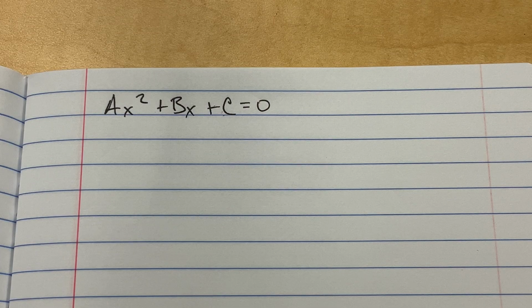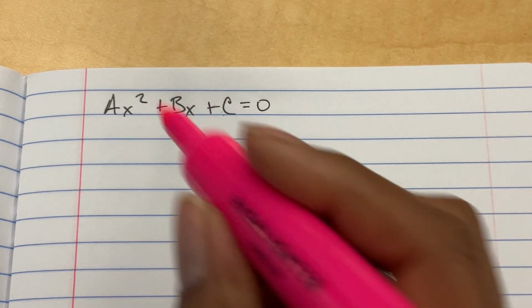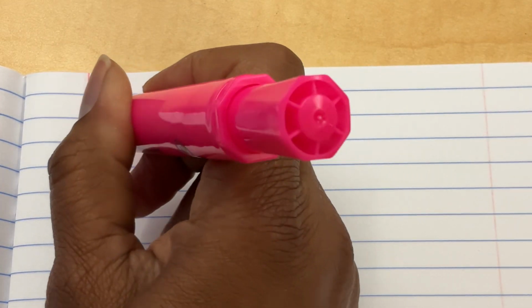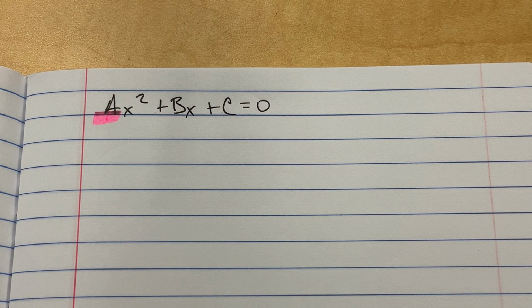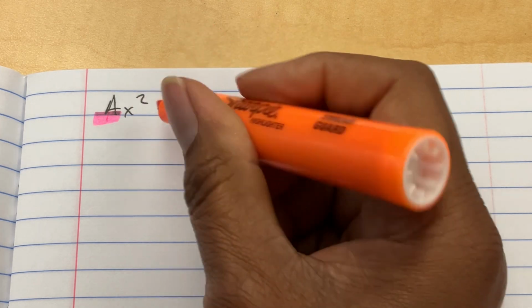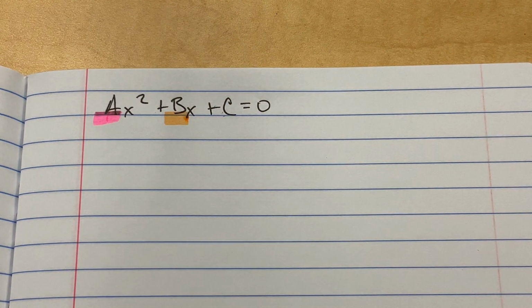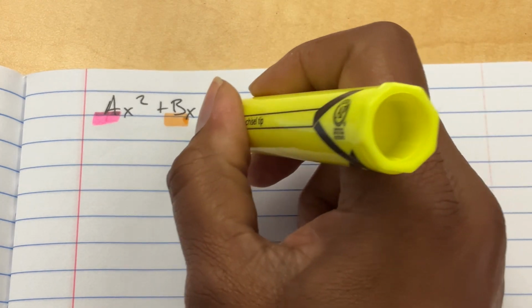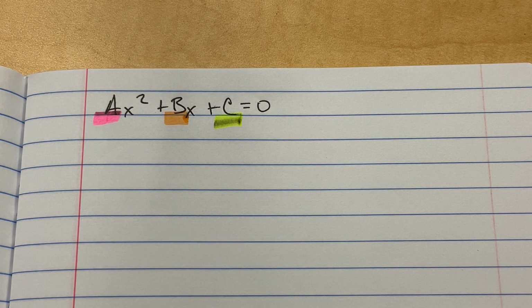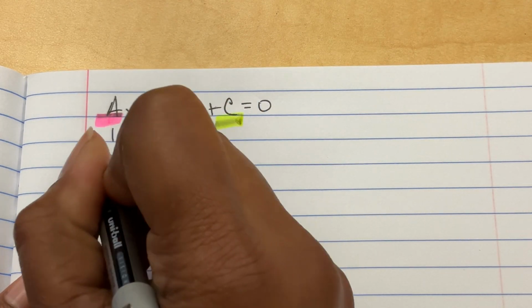First thing we need to always understand is that a quadratic has 3 coefficients. Sometimes the value is 0, but A is the coefficient for the quadratic term. B is the coefficient for the linear term. And C is the coefficient or the constant. Those are vocabulary words you should know: quadratic coefficient, linear coefficient.